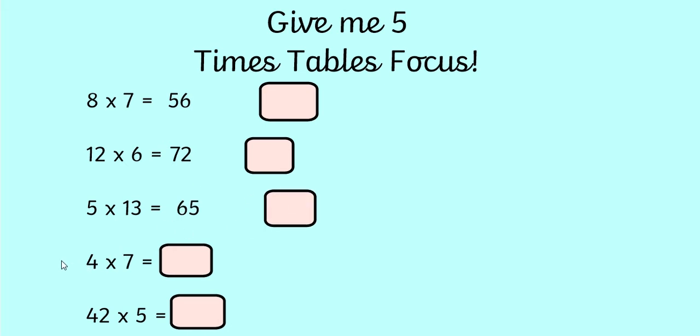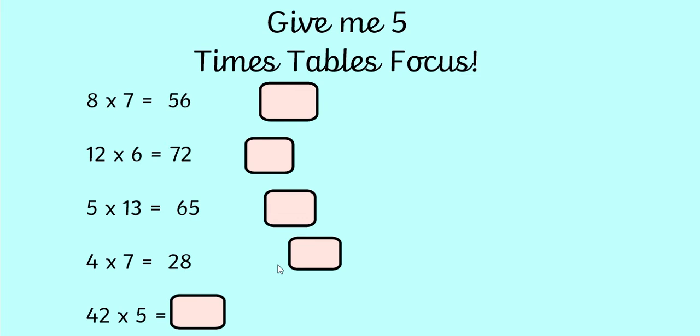Coming down here then, 4 times 7. I'm going to count up in 4s until I've reached 7 times. So 4, 8, 12, 16, 20, 24, 28. I've reached 7 times. There we go, 28.